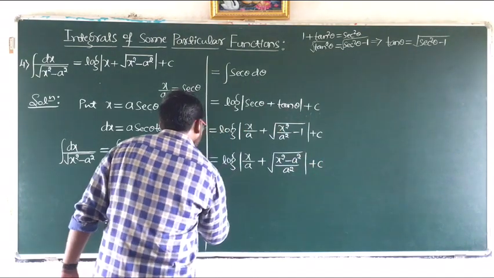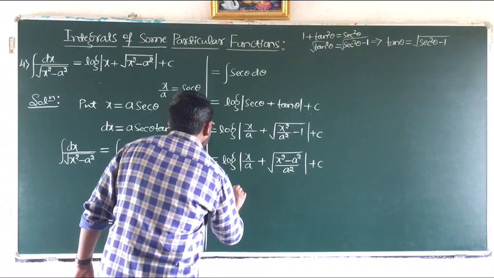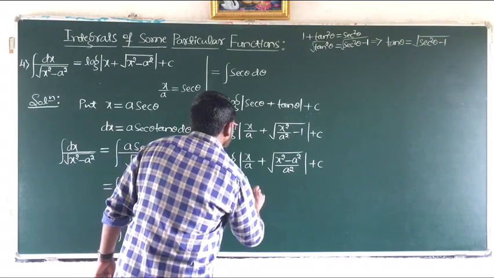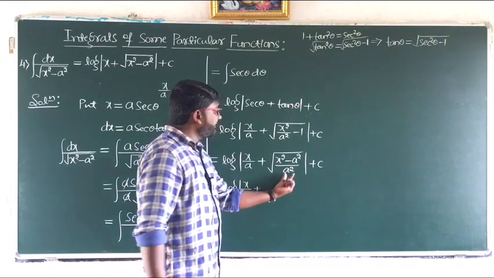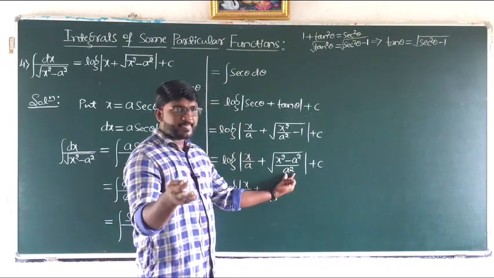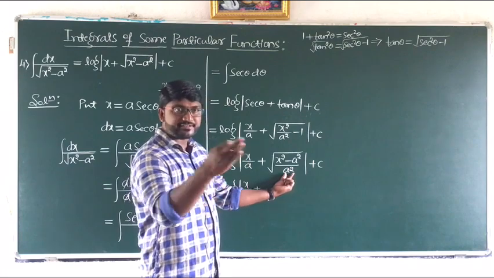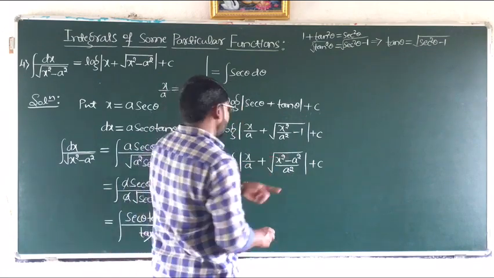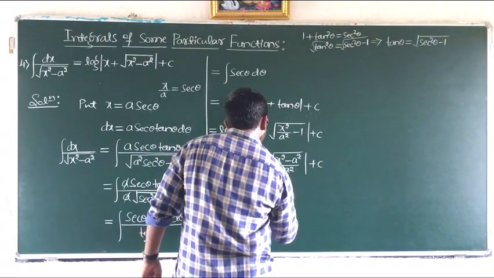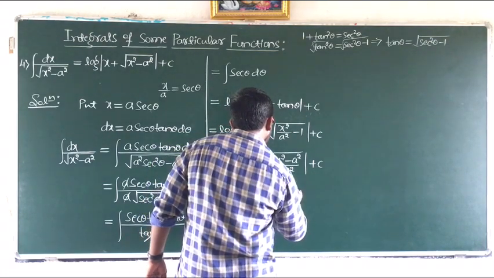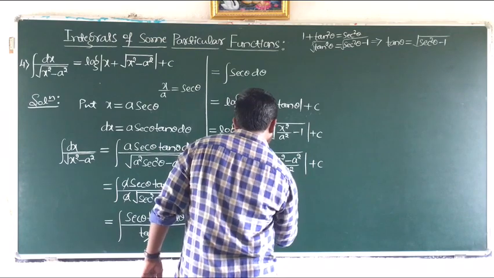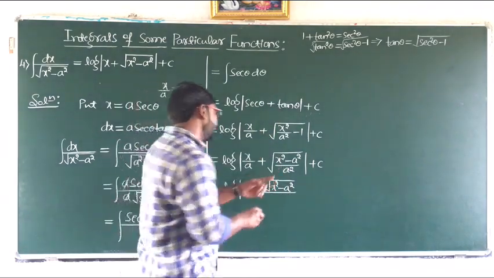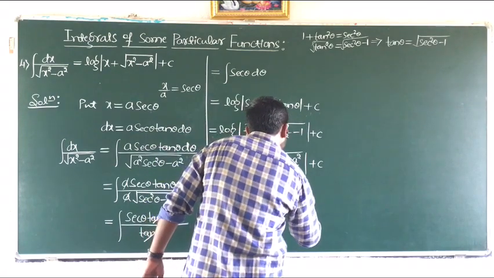So now, which is equal to log mod x by a plus, now I take this square root outside, I take this a square outside the square root. So here the root applies to the numerator as well as to the denominator. We get square root of x square minus a square divided by square root of a square. Square and root get cancelled. We have only a plus c.